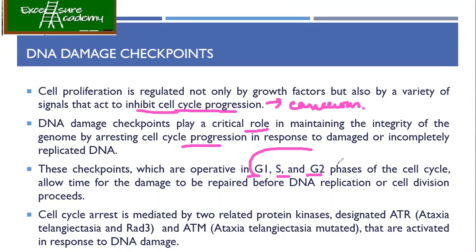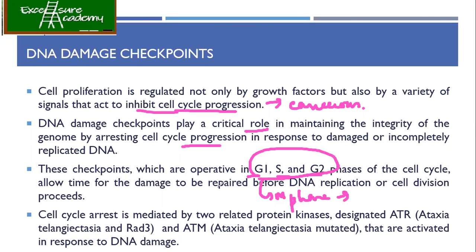Now, suppose these checkpoints are overcome, then what will happen? The cell will enter the M phase even if the DNA is not repaired. And after 2-3 generations, the cell will become cancerous. And that's how one cancer cell will give rise to many cancer cells, and you get the tumor and finally metastasis, and that becomes a problem for the individual to survive.